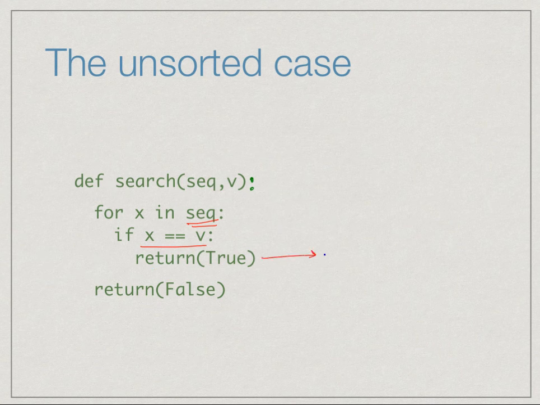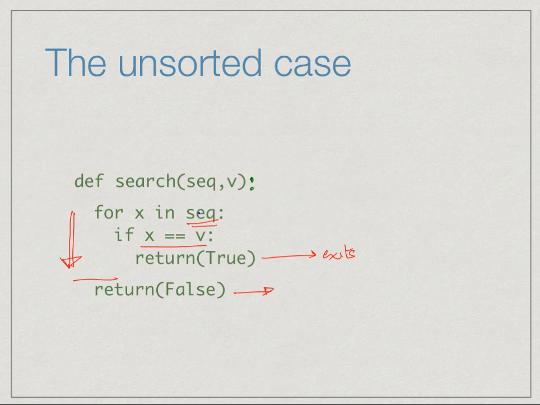So this exits the function with a value true. And if we have succeeded in going through the entire list, but we have not exited with true, that means we haven't found the thing. So we can unambiguously say after the for that if we have reached this point, we haven't found the value v that we are looking for, and so we should return false.